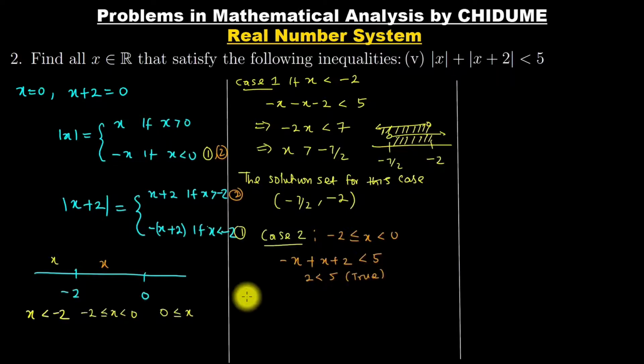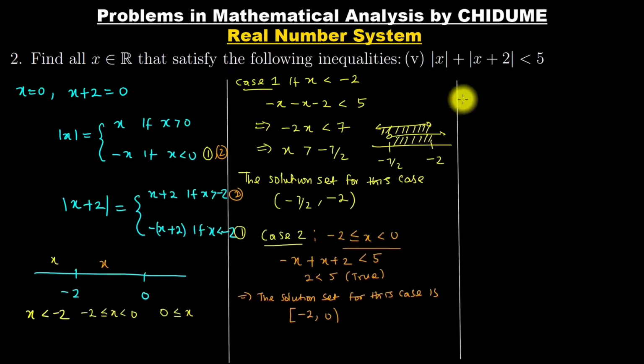Okay, so the solution set for this case is just this interval here. So we have closed at negative 2 and open at 0. Okay, so that's for case 2. Then for the last case, that's case 3.